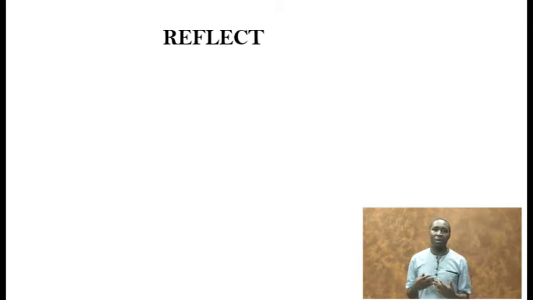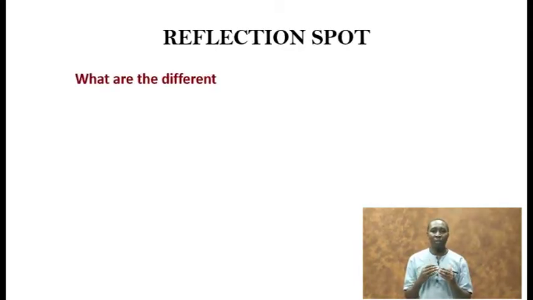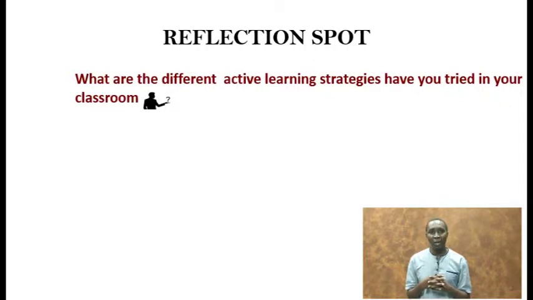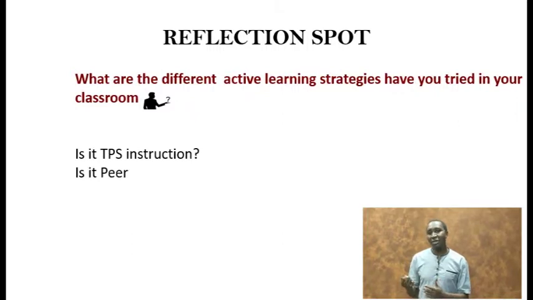And of course, it includes solving problems that are related to your own ways of teaching and learning. So this is a reflection point where you now need to take your pen and paper and write down responses to this question. What different active learning strategies have you tried in your classroom? It could be TPS or peer instruction, but probably you have something different which may be interesting and which you can share with others. Just write it down in a notebook.